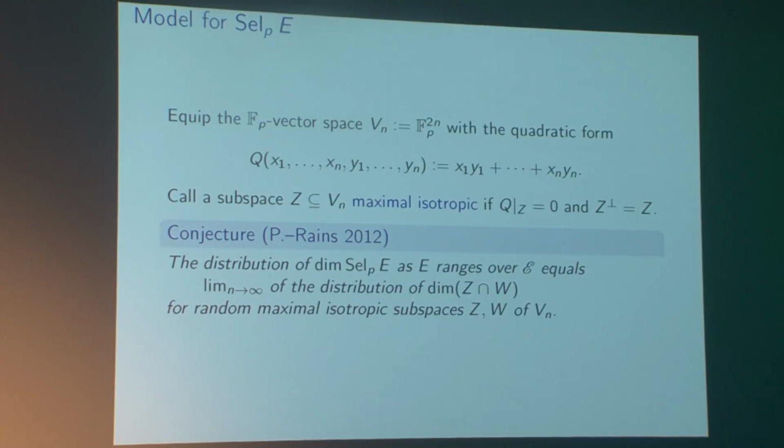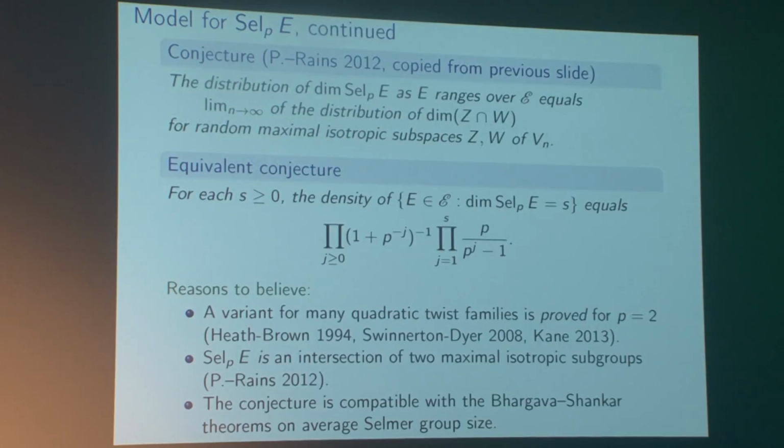Now, why should you believe anything like this? I just made up this linear algebra process. Why should this have anything to do with Selmer groups? Well, I'm not really going to tell you, but I'll give you some evidence. This is just a copy of the conjecture from the previous slide, and you can actually analyze this linear algebra process to figure out the probability of each dimension, and this is the formula for it. If you want to know the probability that the Selmer group is 17-dimensional, you just take s equals 17, and then this product will give it to you.